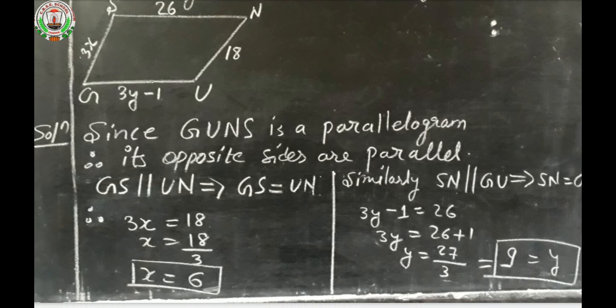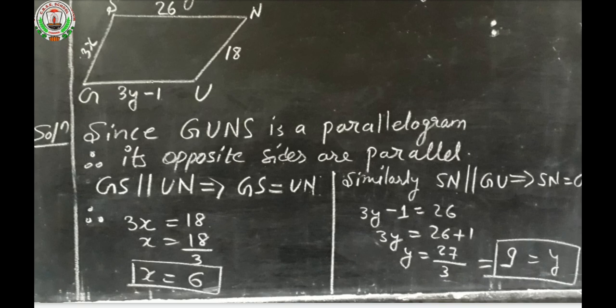So look at the solution. Since GUNS is a parallelogram, its opposite sides are parallel, isn't it? Then GS is parallel to UN, so GS is equal to UN, isn't it? What is the value of GS from the figure? That is 3x is equal to 18. 18 is the value of UN. So 3x is equal to 18, that is x is equal to 18 upon 3. So x is equal to 6. Why do we have 6? Because in the table of 3, 18 comes 6 times, that's why.